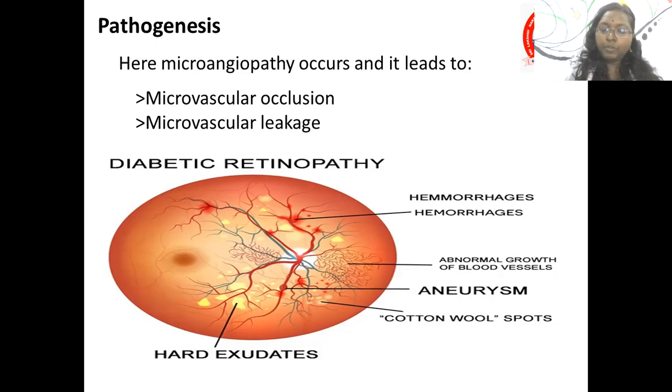The microaneurysm can give way and lead to dot hemorrhages. Long-standing leakage in the nerve fiber layer can lead to cotton wool spots, and in the outer plexiform layer it is called hard exudates. There is cholesterol deposition. The hard exudates are bright yellow in color with distinct margins. Cotton wool spots are white lesions with fluffy margins.